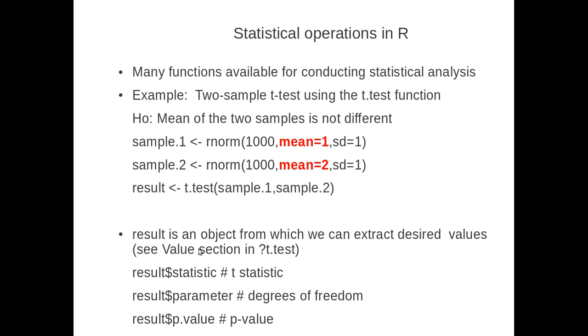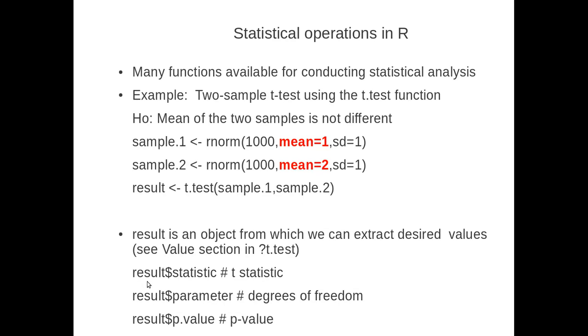So how do we know what values are in this result object? Well, we need to go to the t.test documentation, and if you go to the value section, I'm giving you some detail here because I have you do this in the homework for the Fisher test. But for the t-test, if you go to the value section of the documentation, you will see statistic, parameter, p.value, and other things listed in the value section.